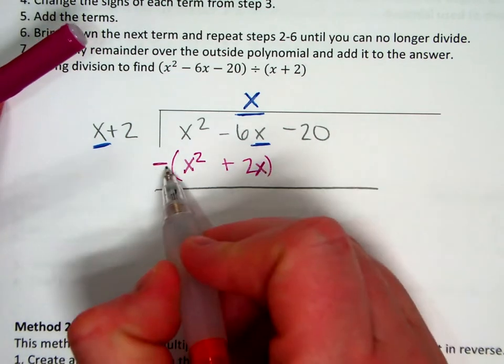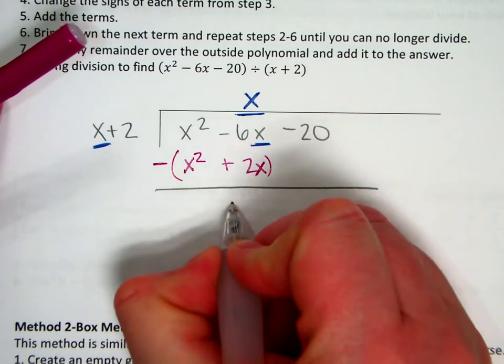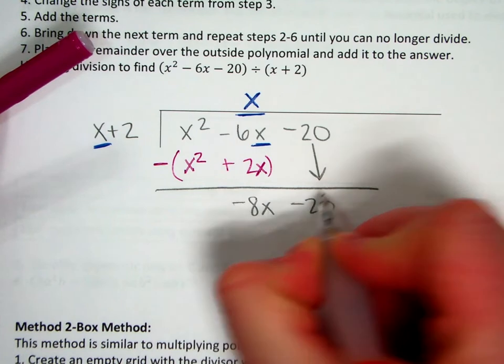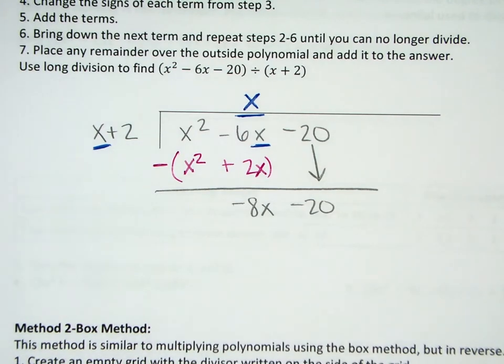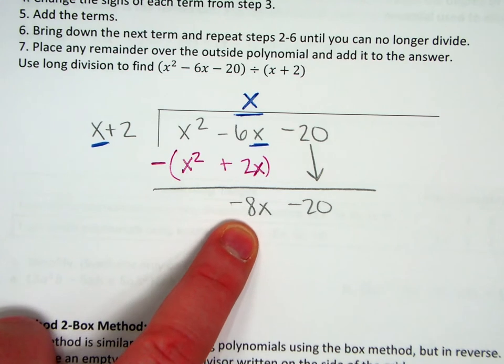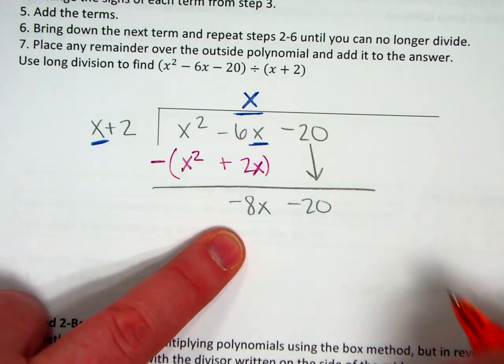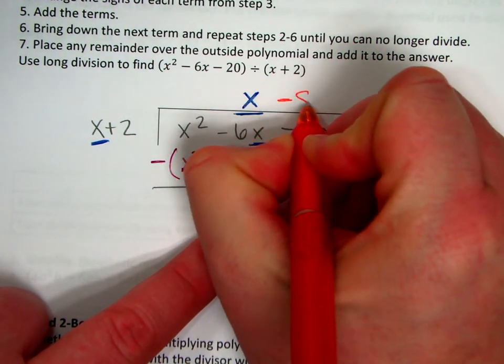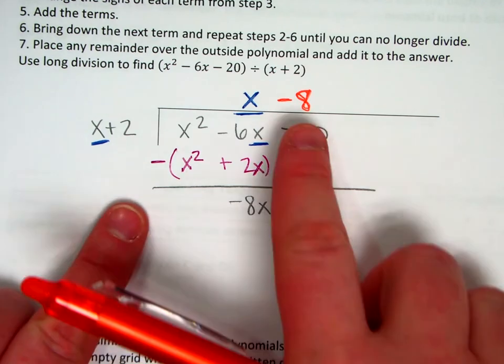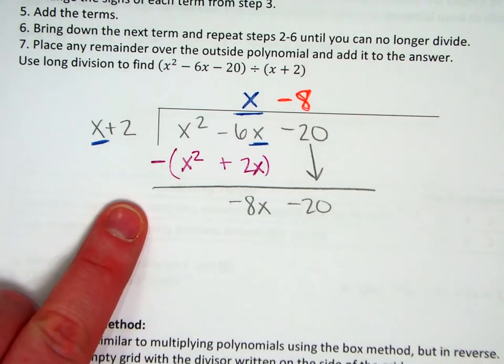So negative 6 minus 2x is a negative 8x. And then you bring this next number down, minus 20. So once again, I'm going to ask myself, what times x gets me negative 8x? Okay? So the number times x that gets me negative 8x is negative 8. This answer is a numerical number, so it goes over the numerical.